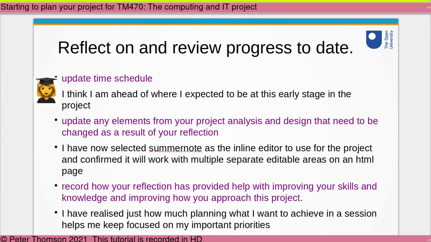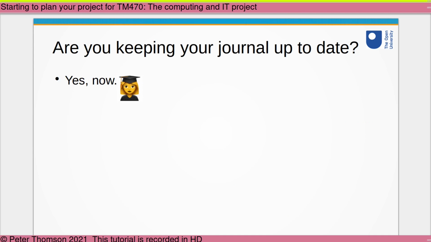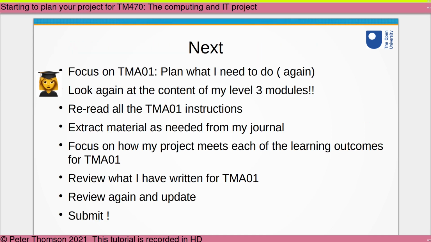Record how your reflection has provided help with improving your skills and knowledge and improving how you approach the project. I have realized just how much planning what I need to achieve in a session helps me keep focused on my important priorities. That's a good start. Are you keeping your journal up to date? Yes, now. So next, focus on the first assignment, TMA01, and plan what I need to do again.